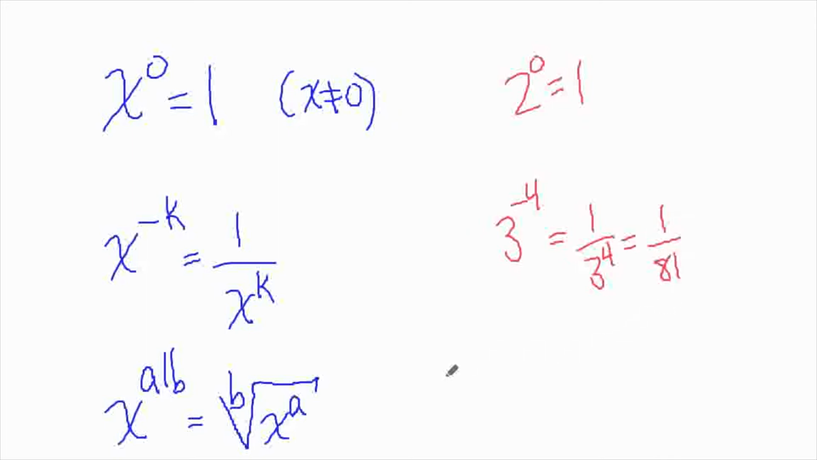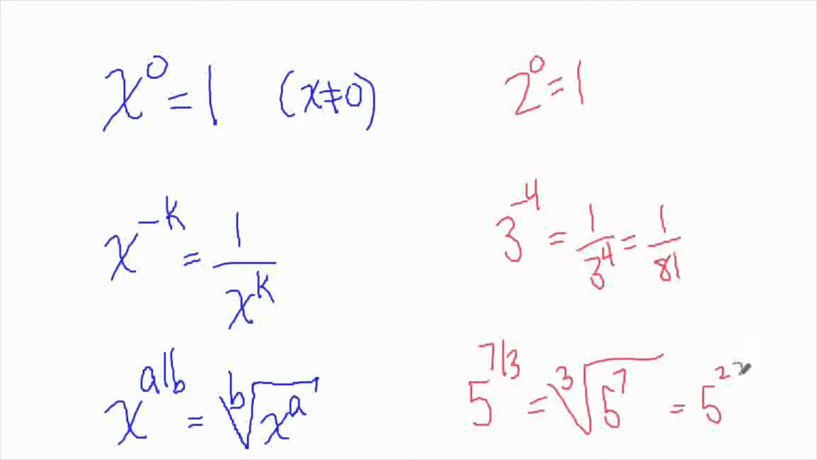And then the last one, let's say we had 5 to the 7 thirds. That's equal to the cube root of 5 to the 7. And you may or may not be able to simplify that. I'll just tell you that it's 5 squared cube root of 5 if you're interested, although that's not the topic of this video. So you could also simplify it further to 25 cube root of 5. Okay?